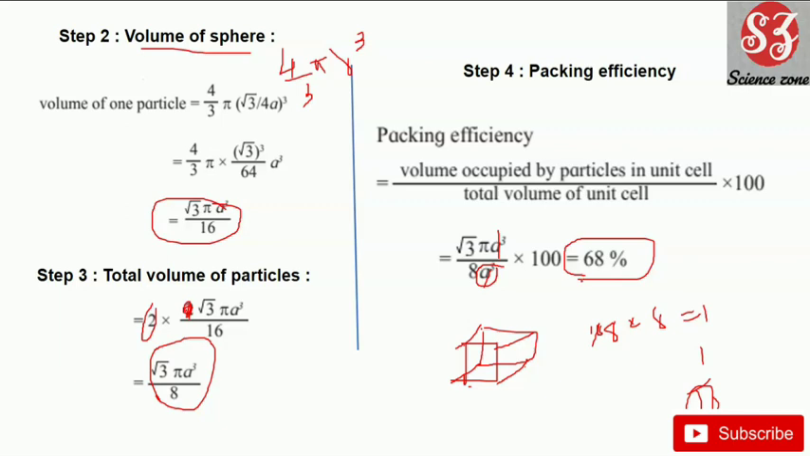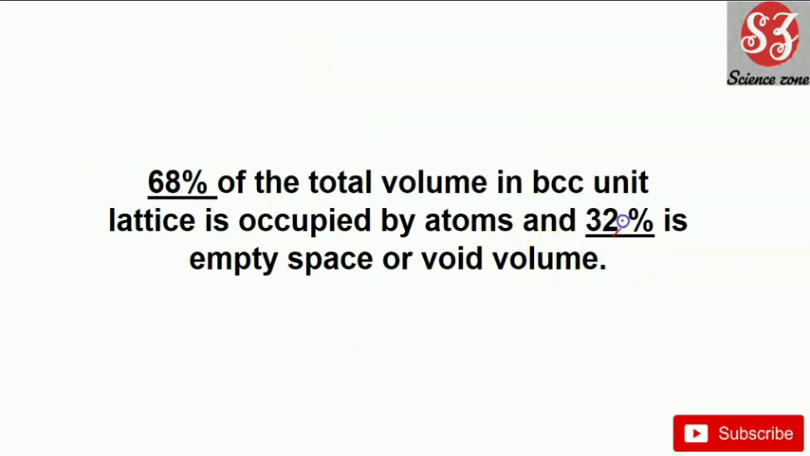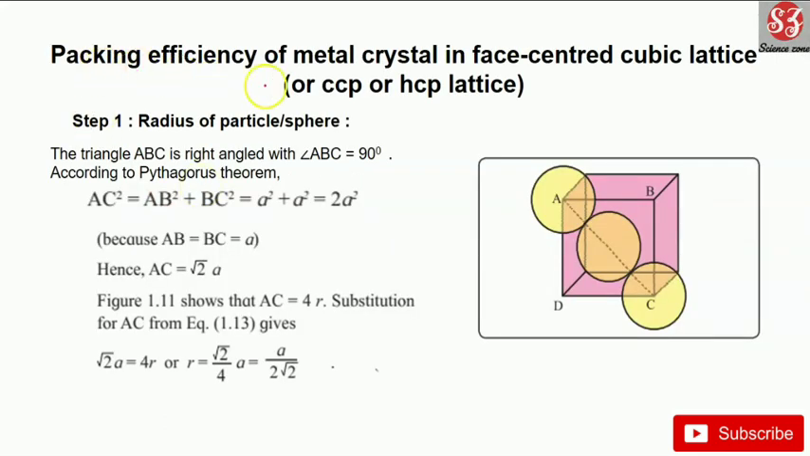Then how much free space is there? 100 minus 68%, that is 32%. So the free space in the body centered cubic lattice is 32%, while the space occupied by the particles is 68%. So if I give you a body centered cubic lattice and ask you how much space is occupied by that particle in that unit cell, it is 68% and free space is 32%. Next is packing efficiency of metal crystal in FCC, that is face centered cubic lattice.